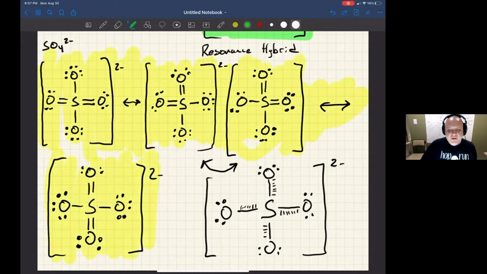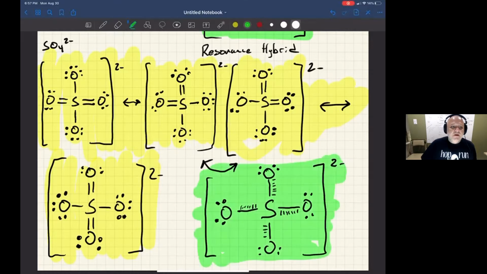I've got four individual resonance structures. Let me draw the 2 minus there. And I've got one resonance hybrid. The resonance structures are Lewis structures. The resonance hybrid is a different type of picture. The resonance hybrid is closer to the real molecule than the Lewis structures, but it doesn't follow the rules of drawing Lewis structures. Okay, that's that one.